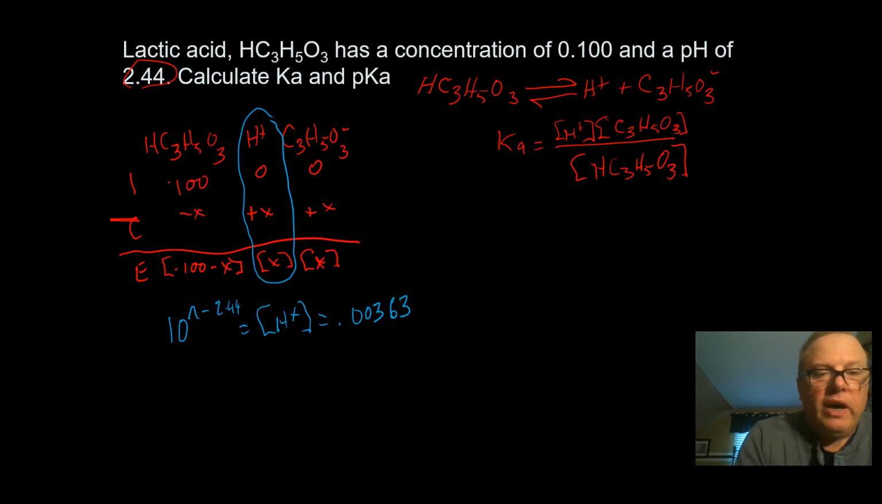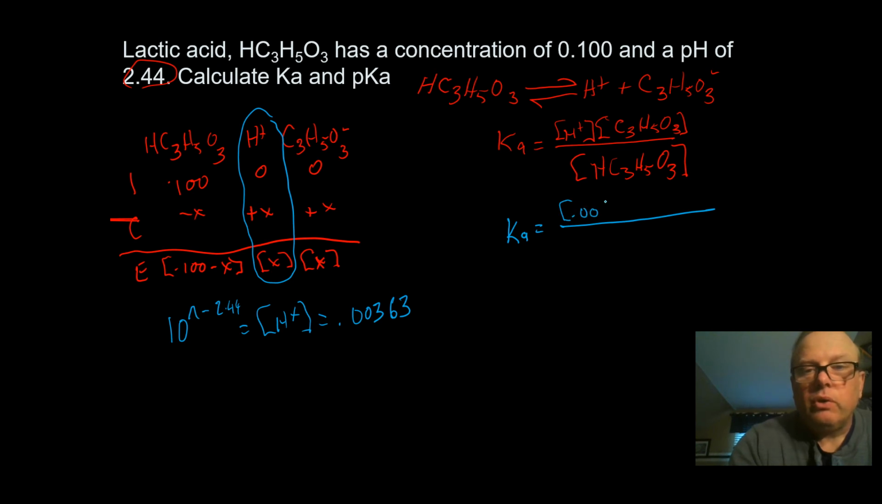Okay, so now I've got that value. I can feed that into my Ka expression here. So Ka is going to be equal to 0.00363. Check that. Yep, that's right. Times 0.00363. Because hydrogen will always be the same as the anion, so that works out like that. Now on the bottom here, 0.100 minus 0.00363. So it works out like this. And then we just math our way out of that.